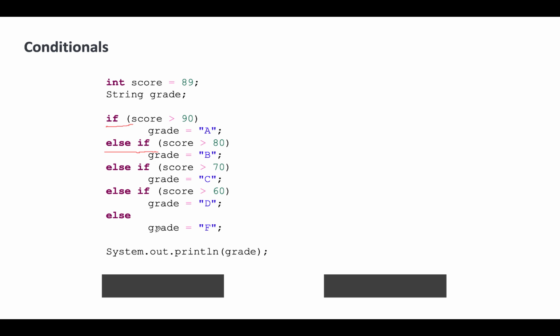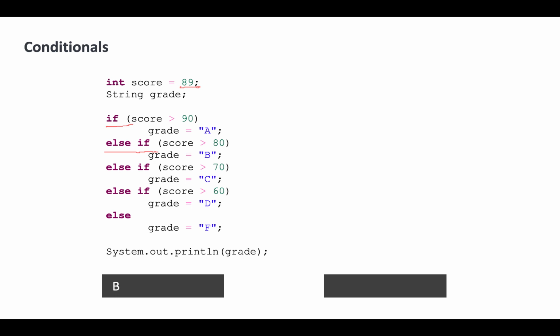All right, so let's say that we have a given score of 89. We're going to output the grade. What is the output? I will give you 5 seconds. All right, so the grade is B.